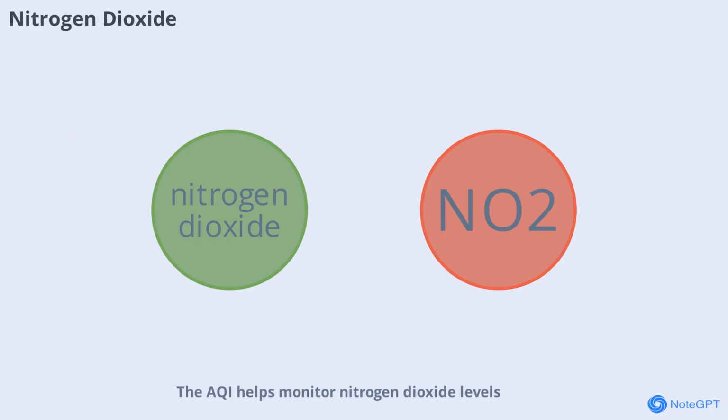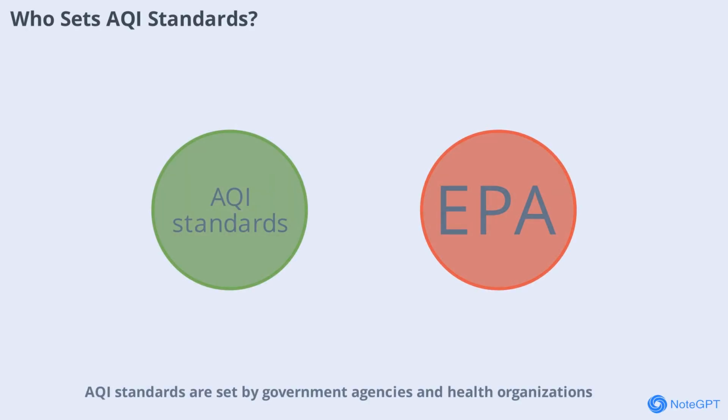The AQI helps monitor nitrogen dioxide levels, allowing communities to take action when concentrations are high, such as reducing traffic or limiting industrial emissions. AQI standards are set by government agencies and health organizations, such as the Environmental Protection Agency, EPA, in the United States.